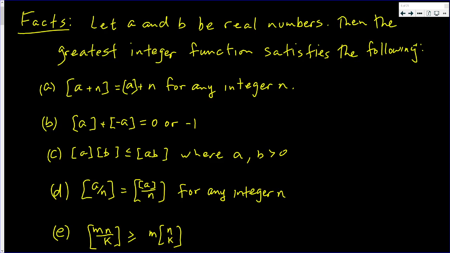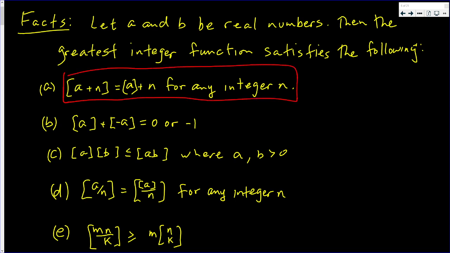In this video, we're going to prove 5 facts about the greatest integer function. The first one we're going to work on is that for any integer n, the greatest integer of a plus n is just the greatest integer of a plus the number n.